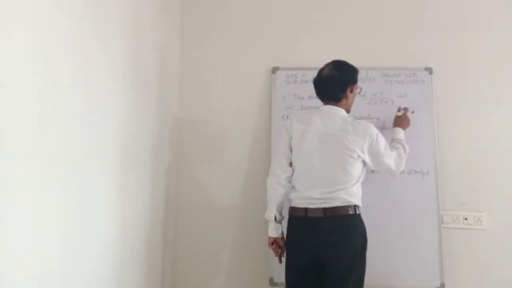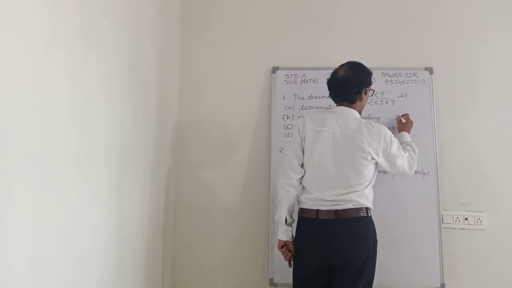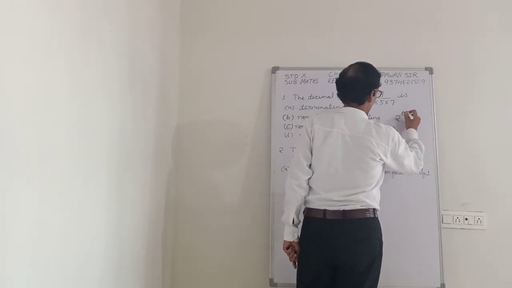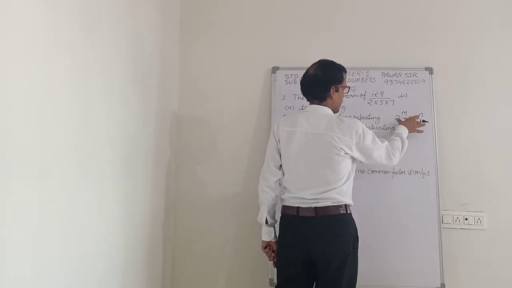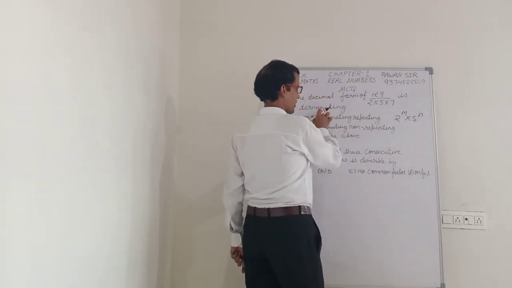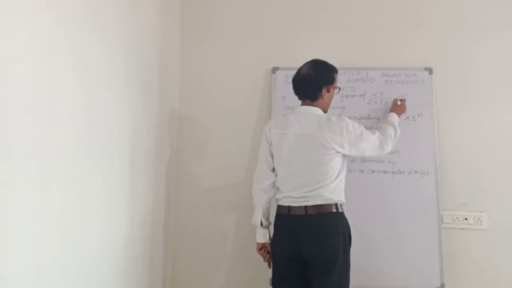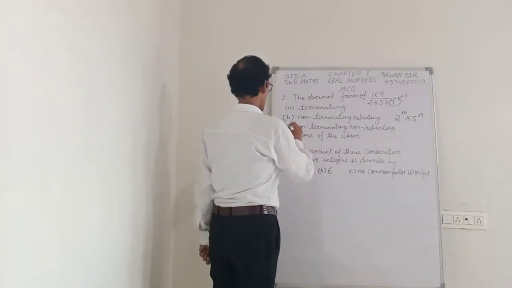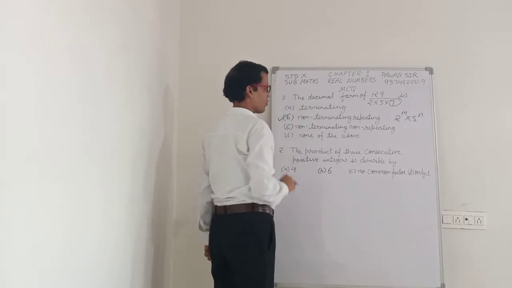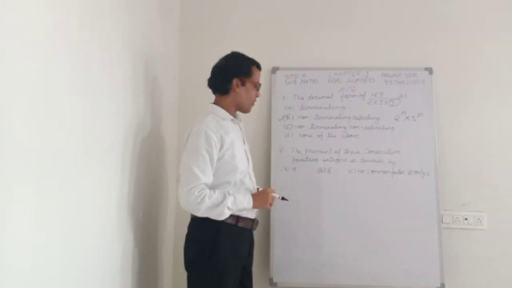The rational number is terminating if its denominator is of the form 2 power n into 5 power n. If the denominator is of this form, then only it is terminating. But 7 is there, which is not in this form. So the answer will be non-terminating repeating. Okay, so this is the first question.